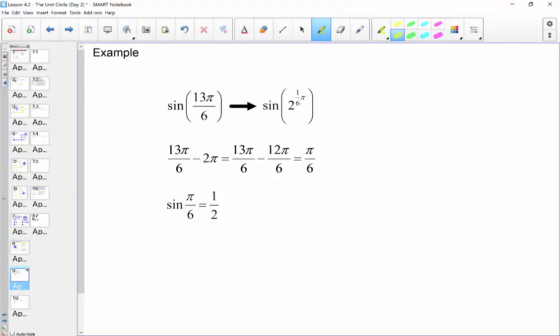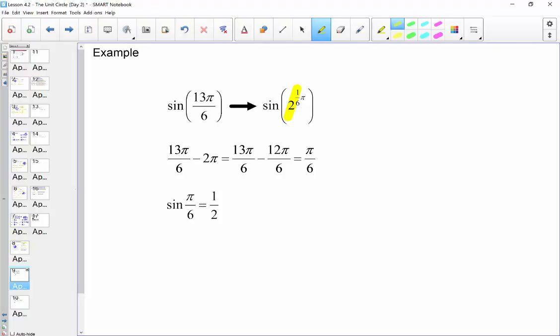Let's take a look at a couple of examples. So here we have the sine of 13 pi over 6. In order to see whether that's between 0 and 2 pi, it's often easier to rewrite it as a mixed fraction. So 13 over 6 is equivalent to 2 and 1/6, in this case 2 and 1/6 pi. So we know that we're 1/6 pi above 2 pi radians. So we should be able to subtract 2 pi and end up with 1/6 pi, or pi over 6.